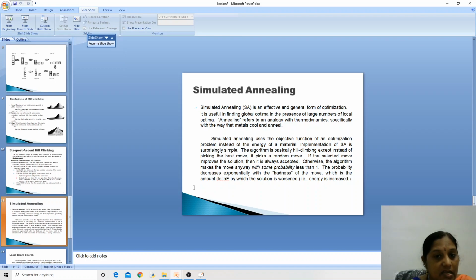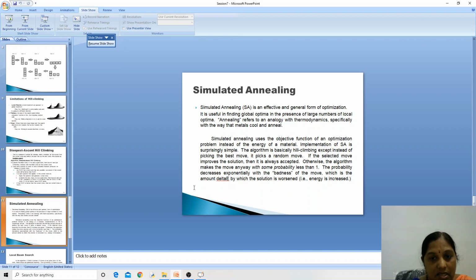Simulated annealing is an effective and general form of optimization, and it is useful in finding global optima in the presence of a large number of local optima. The name annealing refers to an analogy with thermodynamics. You take a metal and heat it to a high temperature. Once it reaches the high temperature, you gradually decrease the temperature and cool the metal to make it strong.